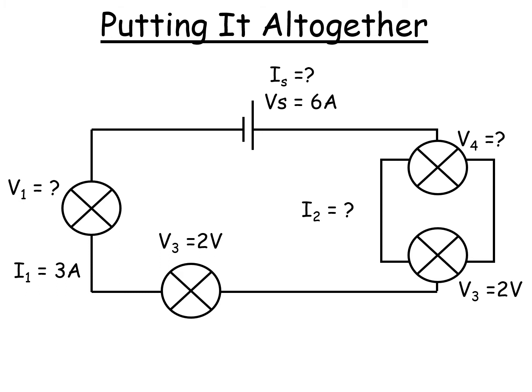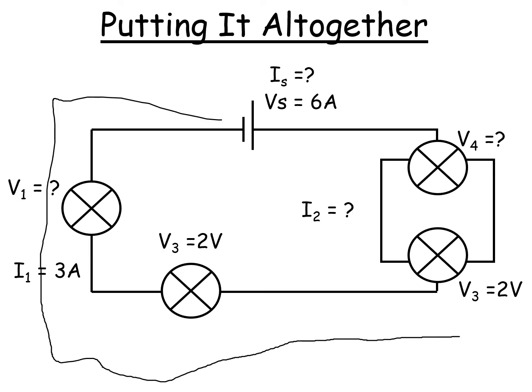So let's start by looking at the current because that's what we did earlier on. We're still using the same rules. So first of all, is I1 in series or parallel? Well, it's in series because there's only one way for the current to flow. But then when it gets to I2, we see that it splits up.